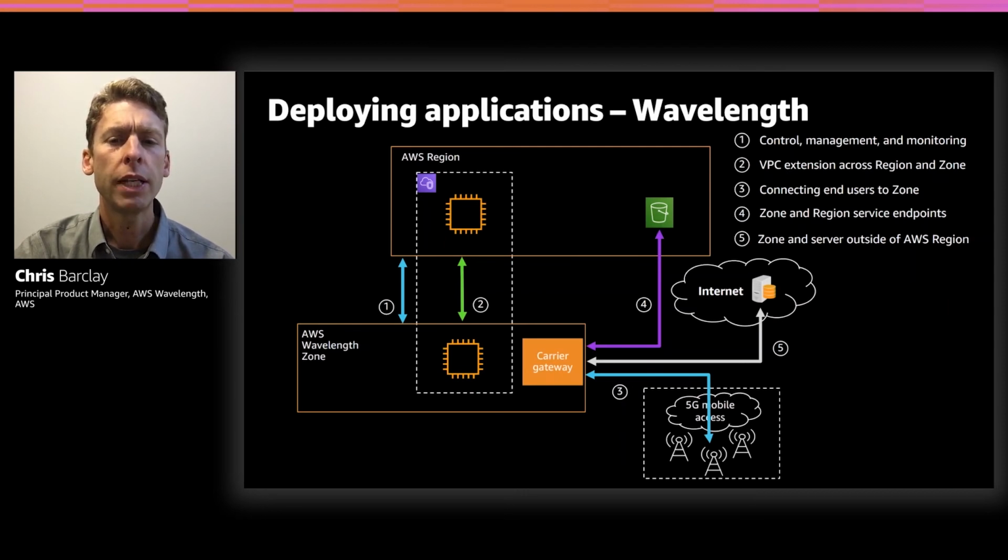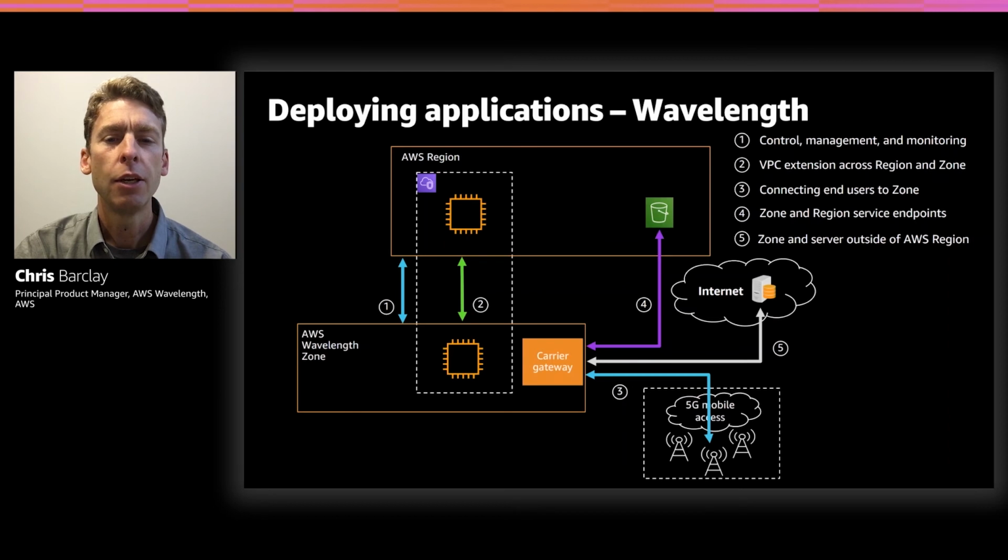Now with the game server running in the Wavelength zone, a mobile device requesting to use this would first reach a service discovery service in the region. And this service discovery would know where all the instances of the game servers running across the Wavelength zones are and would determine which one would be the best for the end user to connect to. The device would then connect to the application over the 5G network through the carrier gateway.